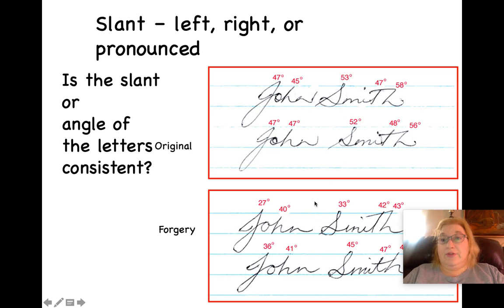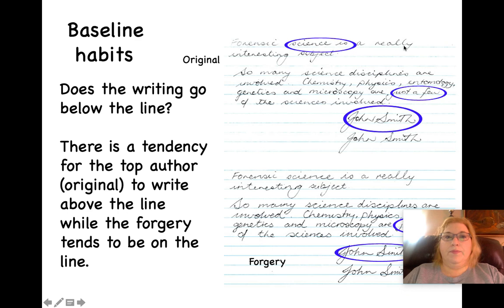What kind of a slant do the letters have? People who are legitimate handwriting analysts will go in and they will literally calculate the slant of the letters with a protractor. That way they can make a comparison. So this person's writing is much more slanted than this person, even though it looks pretty good.